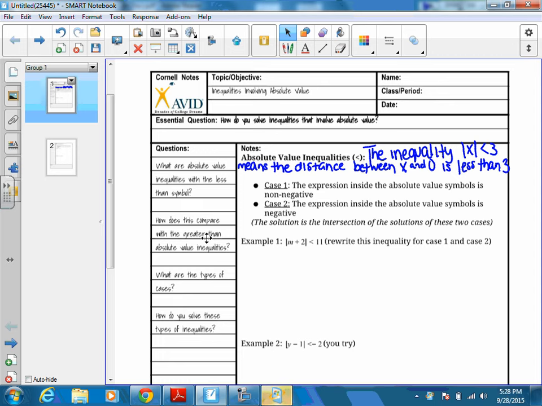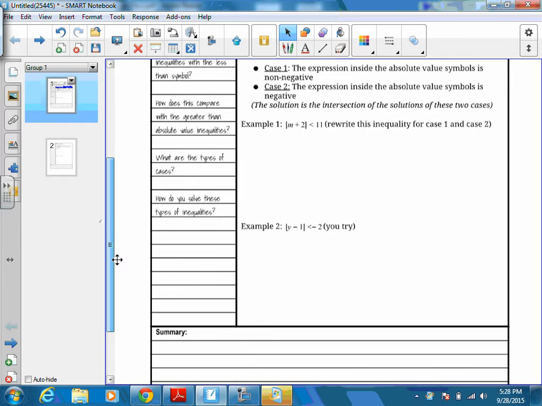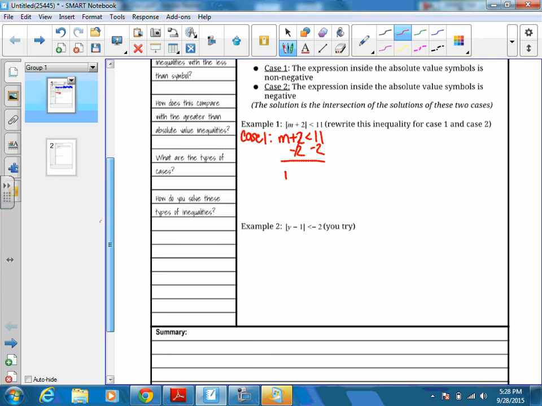So if I look at the first example, I have the absolute value of m plus 2 is less than 11. We have to rewrite this for both cases. Let's rewrite this for case 1, being that it is non-negative. I have m plus 2 is less than 11. Now we know how to solve this inequality like regular. I subtract 2 on both sides, and I'm left with m is less than 9. But now this is the difference.